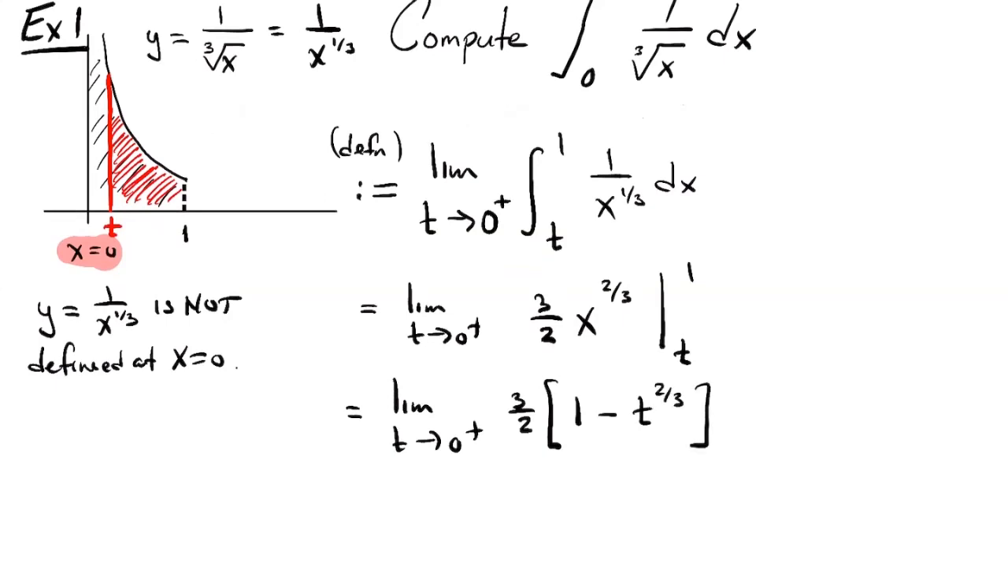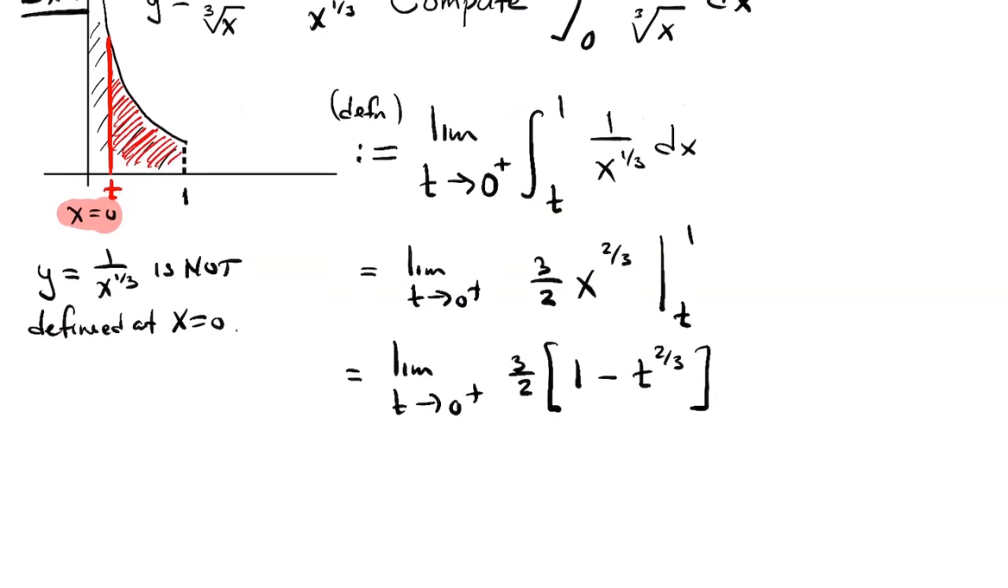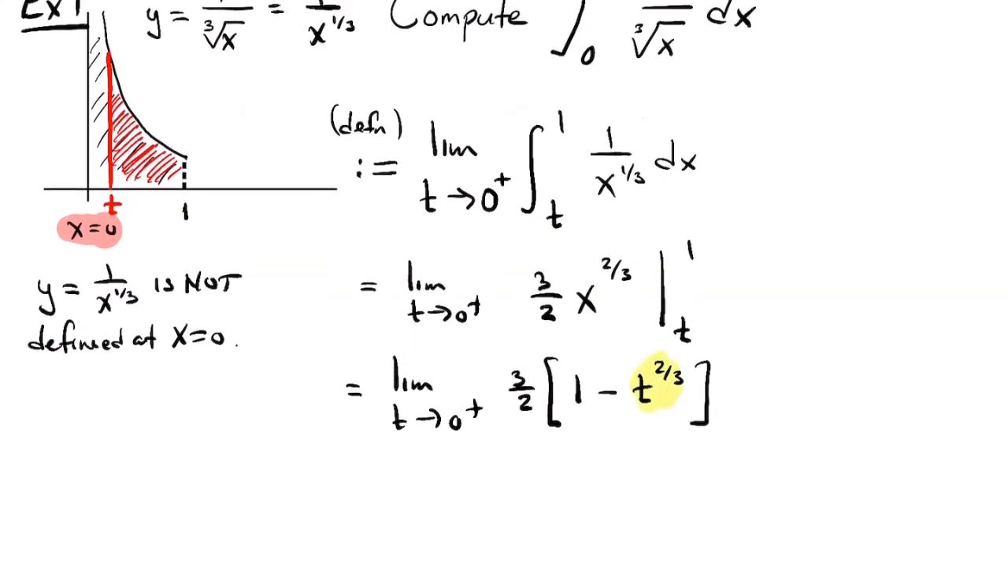Yeah, and now there's only one t in this expression. It's right here, and as t approaches 0 from the right, its 2/3 power is going to go to 0. So this term is just going to go to 0, and so what we're going to be left with here is 3/2 times 1, or just 3/2.